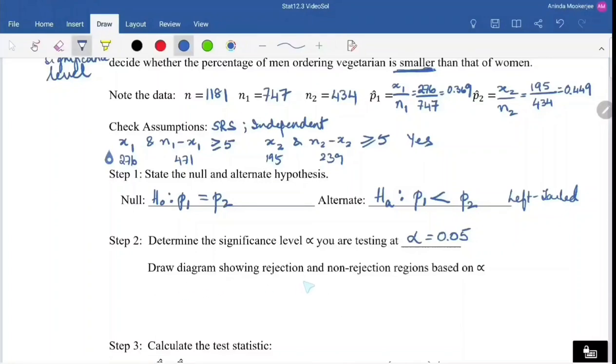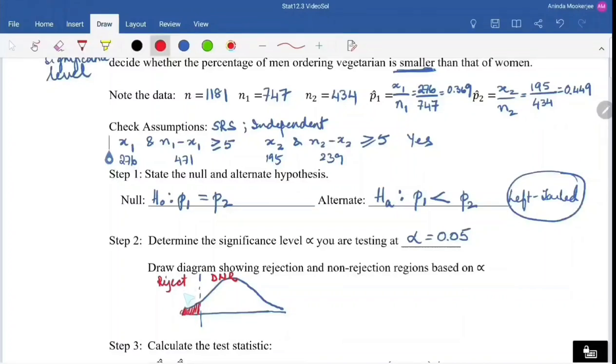Next, it says draw a diagram showing rejection and non-rejection regions based on alpha. Let's quickly do that. It just asks for a diagram. It doesn't ask us to find the critical value and all that. Now, it's a left tail test. Keep in mind here, it's a left tail test. So our reject region is going to be to the left. So let's write that. Reject to the left and do not reject to the right. And this area under the curve that corresponds to the reject region is alpha equals 0.05.